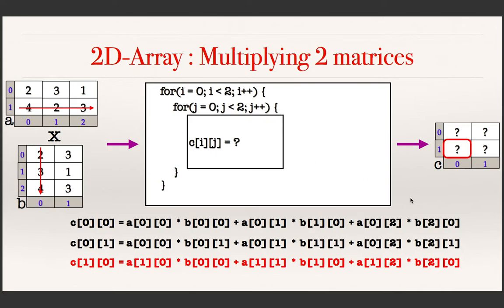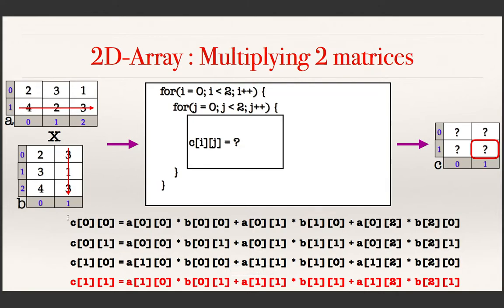This element is A12, A12 into this element, which is B20. Yeah, B20. So the next element is by taking this row and this column. So this is A10 into B01, plus this element, which is A11 into this element, which is B11, plus this element, which is A12 into this element, which is B21. So that's how you can find the values in this particular example.